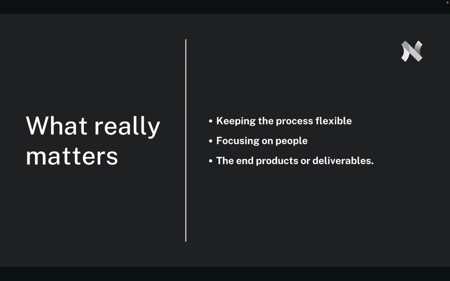So these leaders came up with the Agile Manifesto to guide others on what they believe really matters when developing software, which is keeping the process flexible and focusing on people, both the team and the users, over the end products or deliverables.